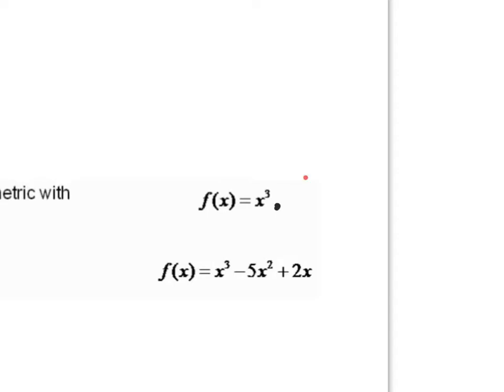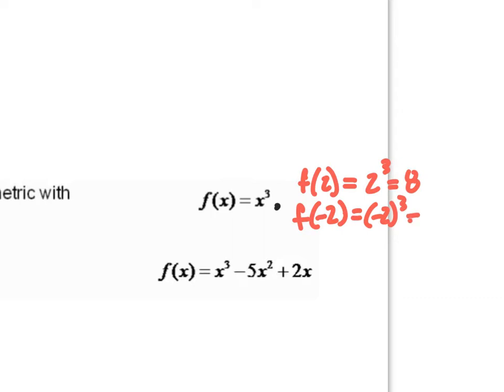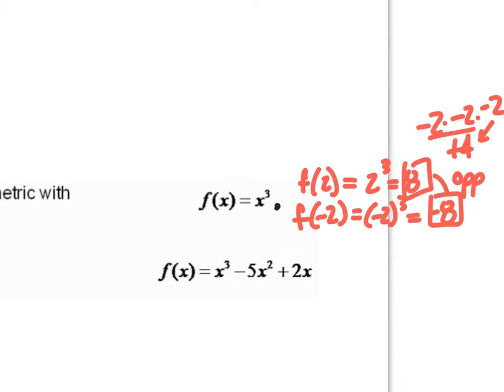If I plug in, say, f of 2, that means I'm taking 2 cubed, which gives me positive 8. If I plug in f of negative 2, the opposite x value, then I get negative 2 cubed. That's going to give me negative 8 because I'm taking negative 2 times negative 2 times negative 2. Two negatives make a positive 4. Multiply that again by negative 2, and that gives you negative 8. So because these are opposites, we are odd.